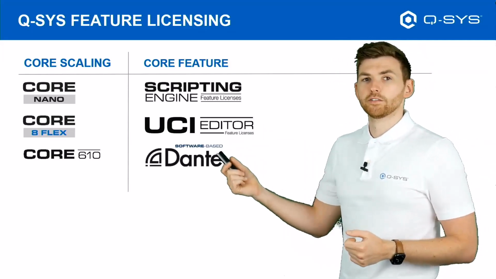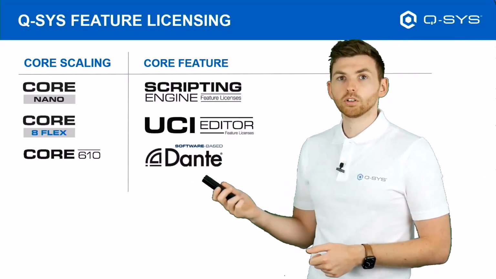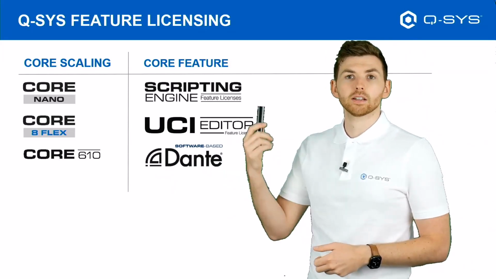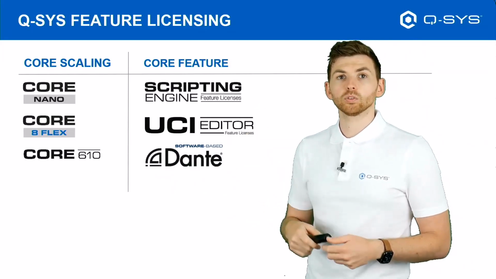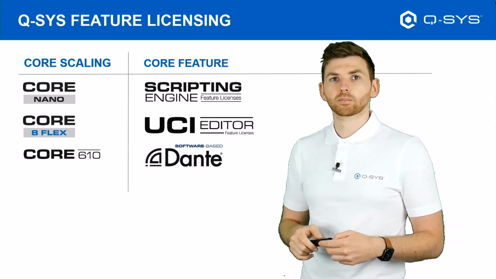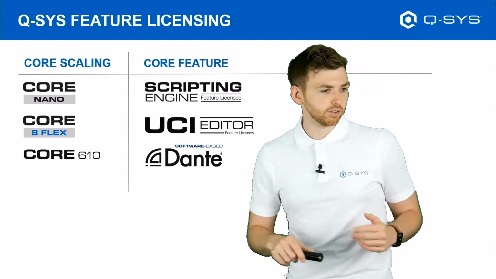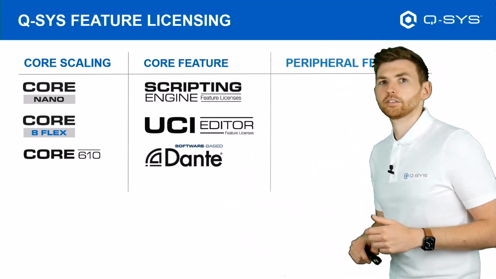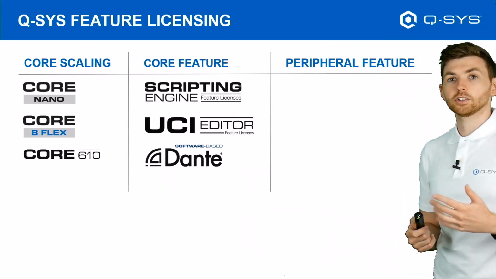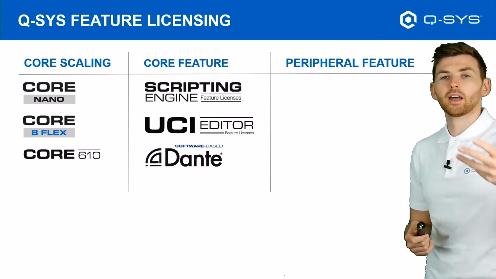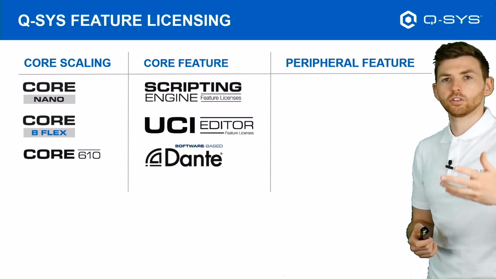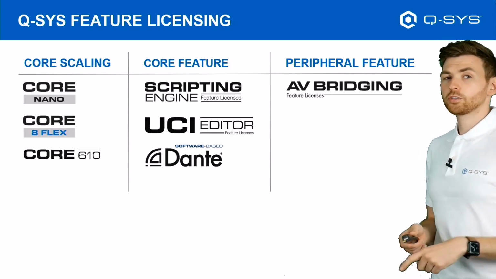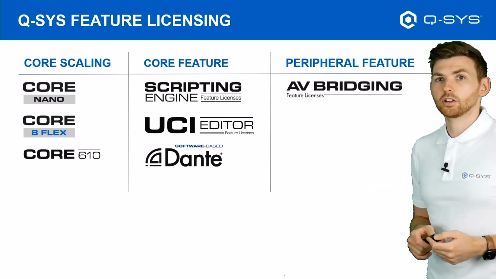So this would be a feature that is included with most of the Q-SYS cores, 8 channels, but you can add more than that up to the core's limit on software-based Dante. Okay, so that's core feature licenses. And then you have peripheral feature licenses. We're adding features to peripherals that many people might not want to use, and some people do want to use, which for now is the AV bridging feature license.